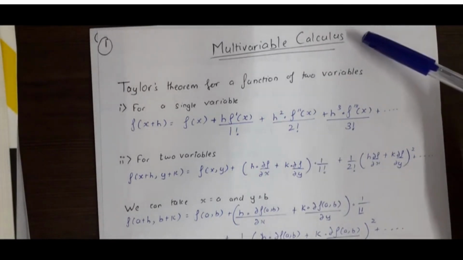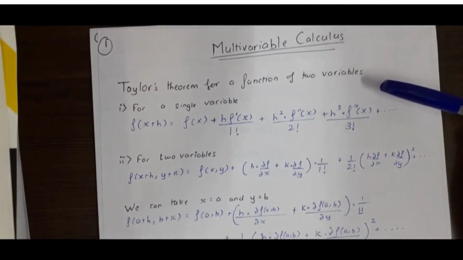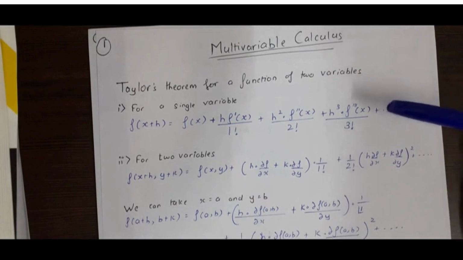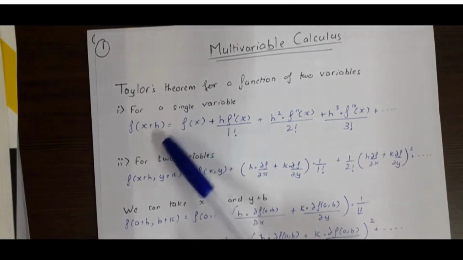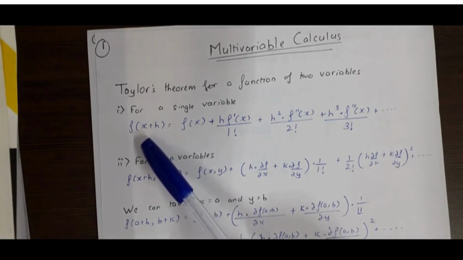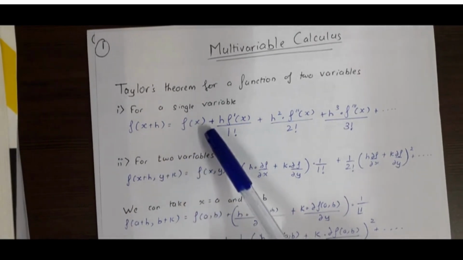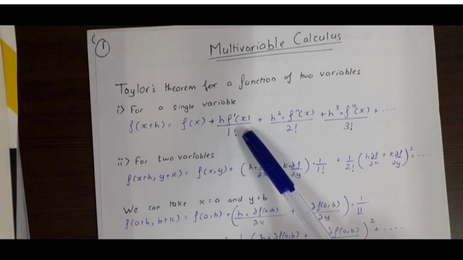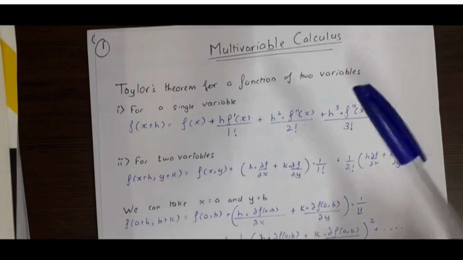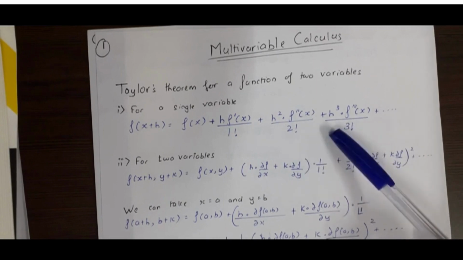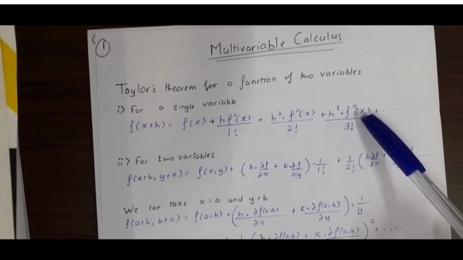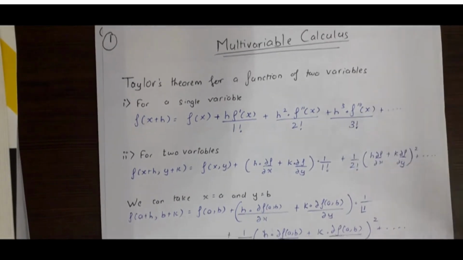Hello, today we'll start with module 3. Our first topic will be Taylor's theorem for a function of two variables. So over here, you have Taylor's theorem for a single variable, which is written in the form f of x plus h equals f of x plus h times the first derivative of f at x by 1 factorial plus h square times the second derivative of f of x by 2 factorial plus h cube times the third derivative of f of x by 3 factorial and so on.